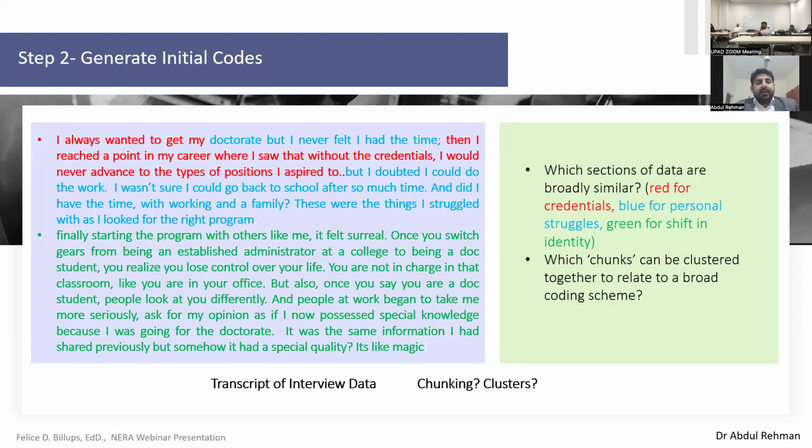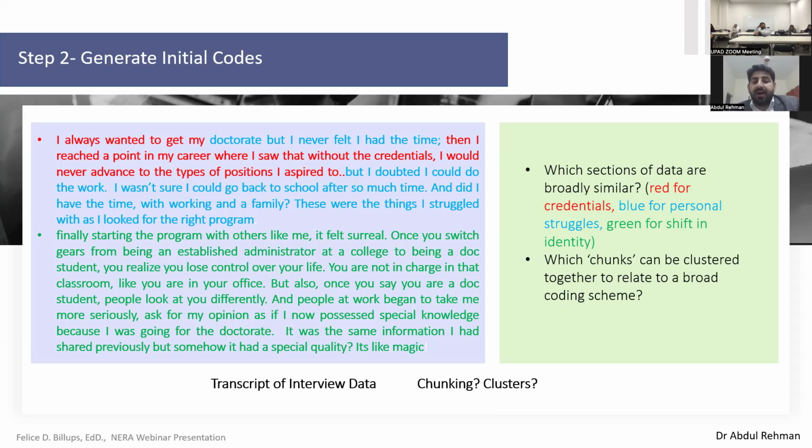Okay. Step 2, generate initial codes. The first one was the raw data. We become broadly familiar with the data, and red is for credentials. So we generate initial codes. We divide that discussion into 3 different codes. For example, the red one described credentials.